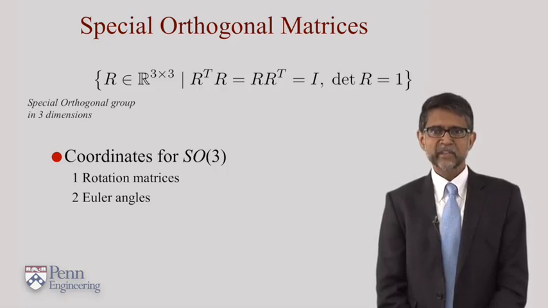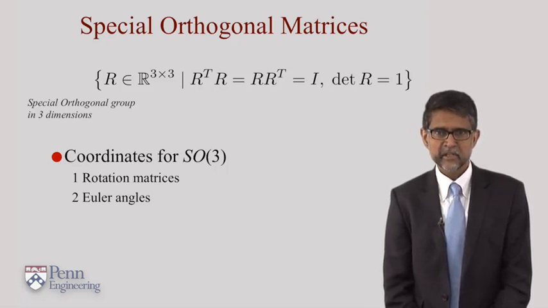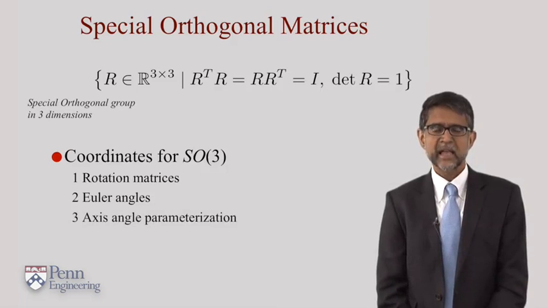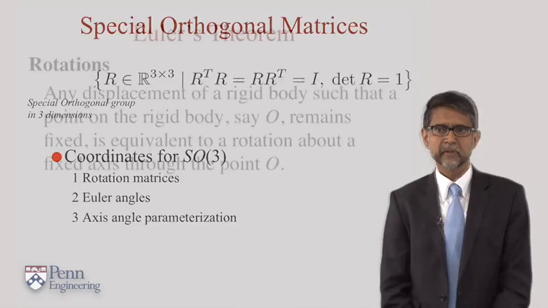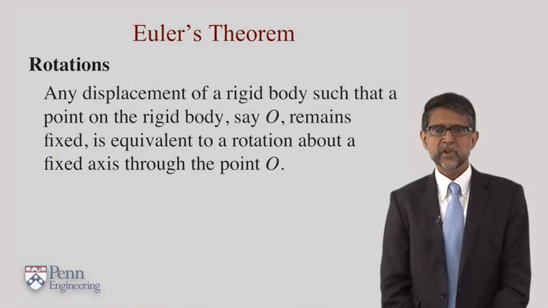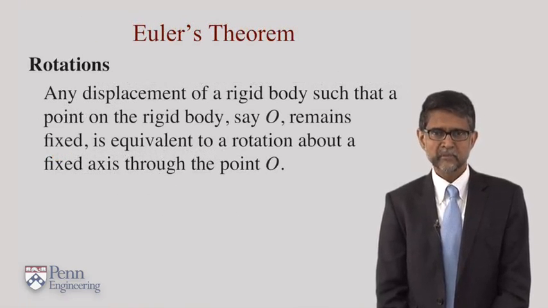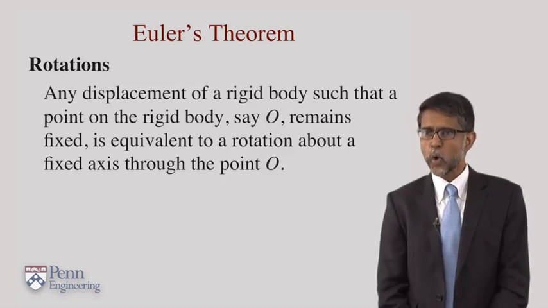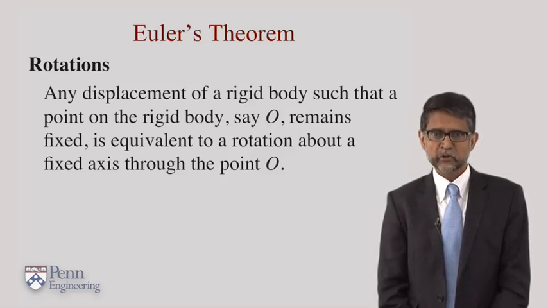We're now going to look at a different way of looking at rotations. This involves explicitly representing the axis of rotation and the angle of rotation. The key idea comes from a theorem due to Euler. Euler said that a displacement of a rigid body such that a point on the rigid body, say O, remains fixed. And by the way, that is essentially what a rotation is, a displacement that leaves a single point fixed.